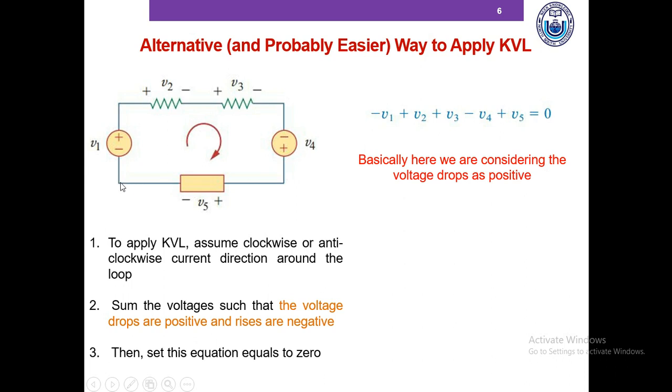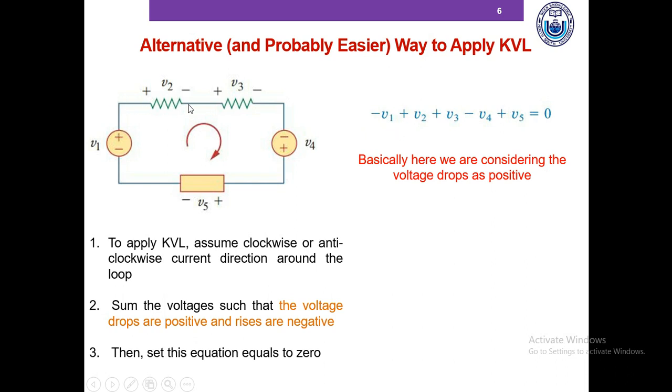So again, as we go anti-clockwise from this point, across V1 we go from lower potential to higher potential. So this is a voltage rise. But we're assuming the voltage drops are positive, which is why we're giving a minus V1. In other words, V1 rise is equivalent to saying minus V1 drop. So that's why we write minus V1 here.